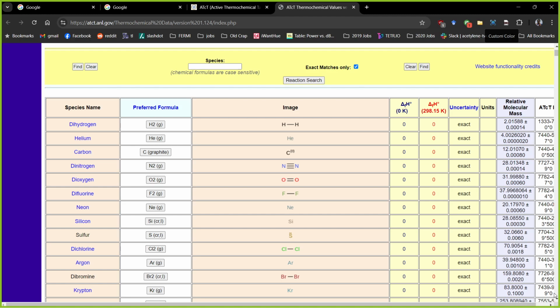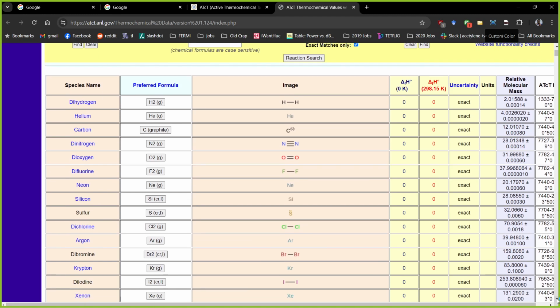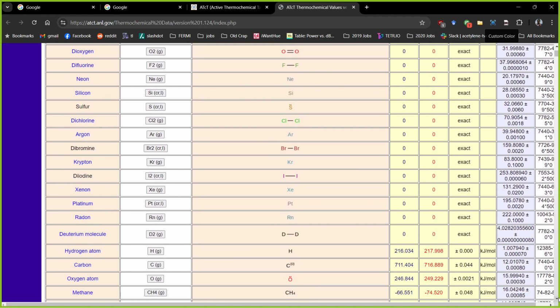So you can go down this list, and you'll see there's just a bunch of things that are 0. Each atom has its own reference state, and there are only the most common ones on this website. But you can see all of these are 0.